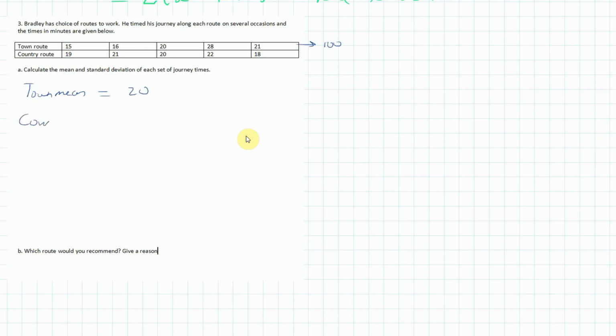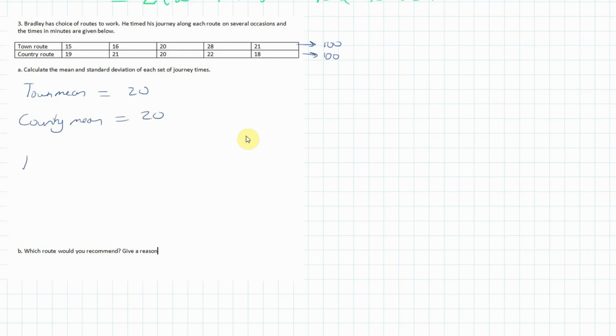The country mean. I'm going to add all of these up here. So what do we get? 19, 21, 20, 22, 18. Oh, okay, that's also 100. Which means the means are the same. Okay, now we're going to do the standard deviation.